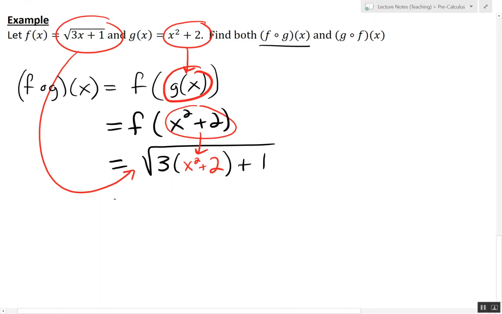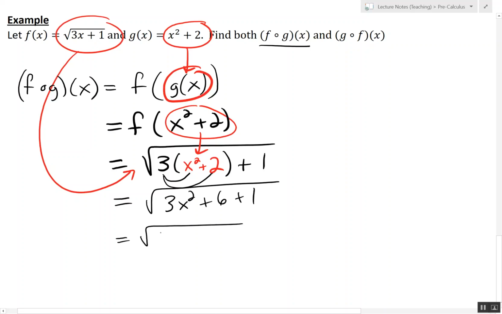So we're going to get the square root of 3x squared from distributing to this term, plus 6 from distributing to this term, plus 1. This is going to be equal to the square root of 3x squared plus 7. And that is our answer.